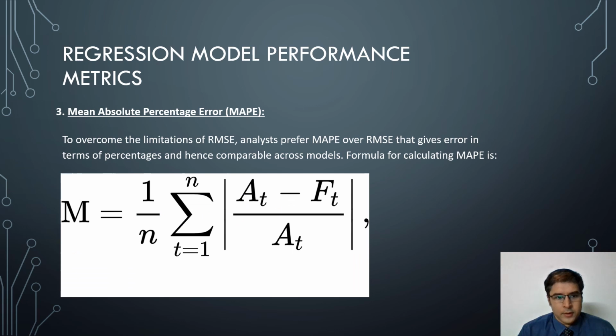Finally, we move on to mean absolute percentage error or MAPE. To overcome the limitations of RMSE, analysts prefer MAPE over RMSE, which gives error in terms of percentages and hence is comparable across models. The formula for calculating MAPE is M is equal to 1/n summation t = 1 to n modulus of (At minus Ft) by At.